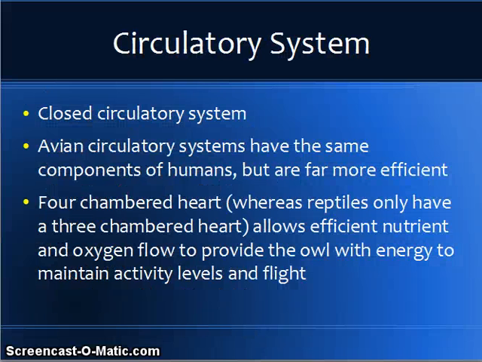Alright, now to the circulatory system. Owls have a closed circulatory system, and bird circulatory systems are mainly the same as humans, but they're known to be a lot better and more efficient. And like us, they have four-chambered hearts. And the four-chambered heart allows efficient nutrient and oxygen flow to provide not just owls, but all birds with energy to maintain activity levels and maintain all their flight.